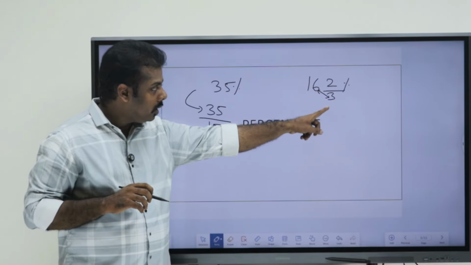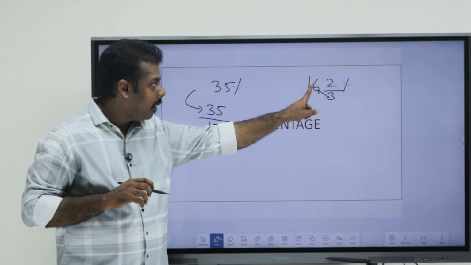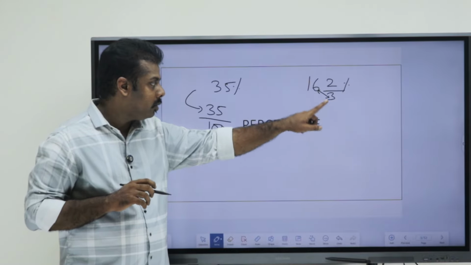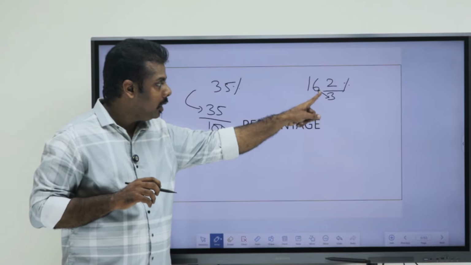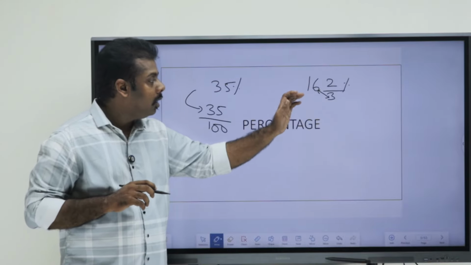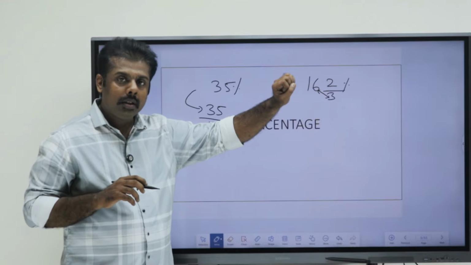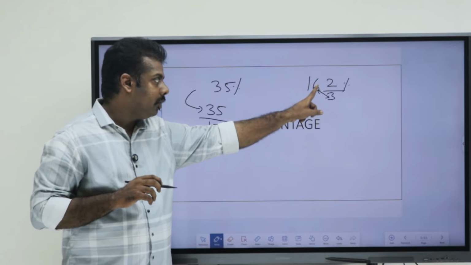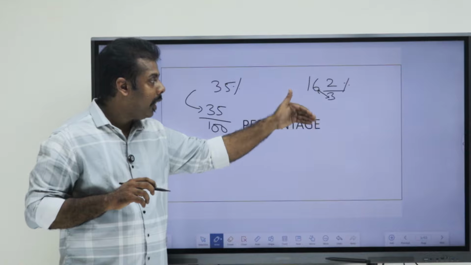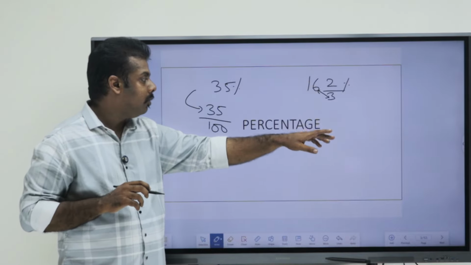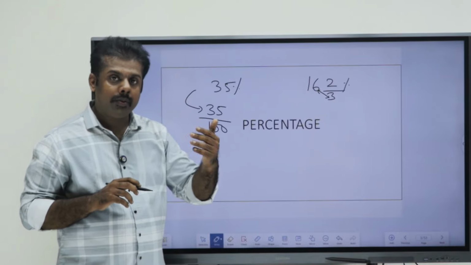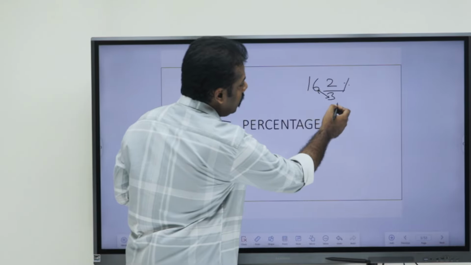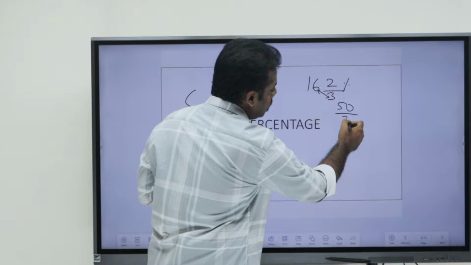As we can see in this question, we have 3 here and we have 16 at the side. First we have to take the product of these two numbers. 3 into 16 is 48. Then you have to add the number which is in the numerator. We have 2 in the numerator, so add the product with that number. 3 into 16 is 48 plus 2 will give us 50. So, we can write this as 50 by 3 percentage.